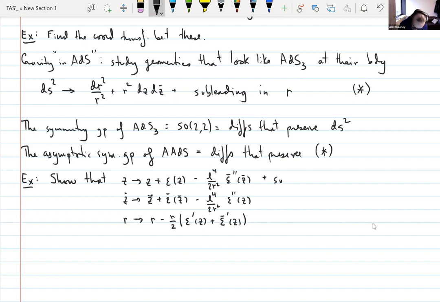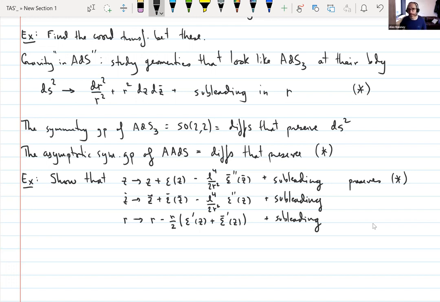So in particular, any pair of functions epsilon of z and epsilon bar of z bar will lead to a member of the asymptotic symmetry group. And I've described in words how this works when epsilon is a constant or linear in z. And so it's a straightforward exercise, and a sort of fun one, to check that this very general set of coordinate transformations that I've written here preserve the asymptotic structure of the metric. Okay.